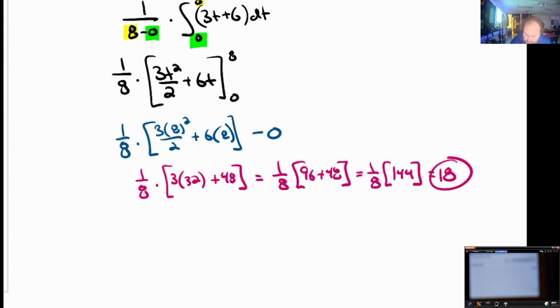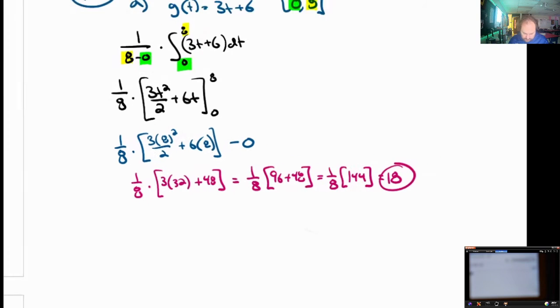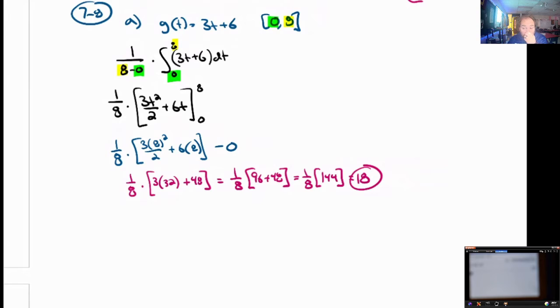Hey, cool. Hey, groovy. The second part of this problem is, okay, the mean value theorem says that there has to be some place along the graph where this function actually equals 18. So we have to solve this problem. Hey, 3t plus 6, when is it actually equal to 18? Fortunately for us, that's a pretty easy problem to answer. It happens when t is equal to 4. There you go.